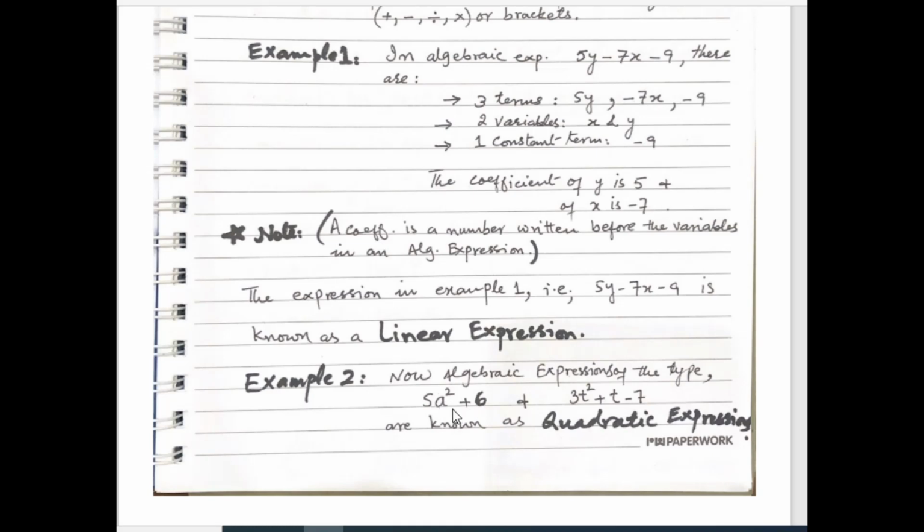But right now, at this stage, because I am explaining it for grade 8 or grade 9, it's very important to learn that 5a square plus 6 is a quadratic expression because variable a involves power more than 1. When an algebraic expression involves power on the variables more than 1, those algebraic expressions are known as quadratic expressions. I hope you understood.